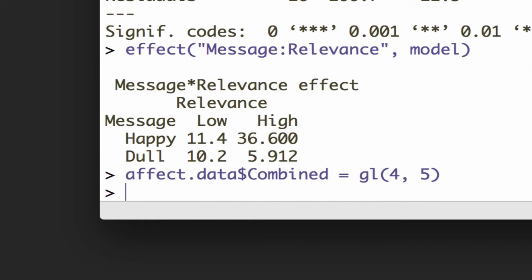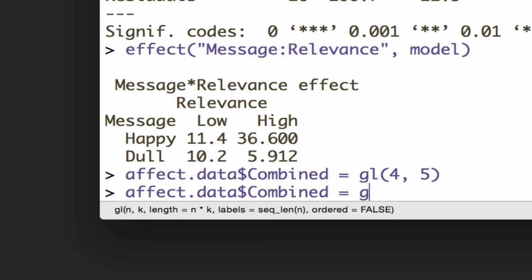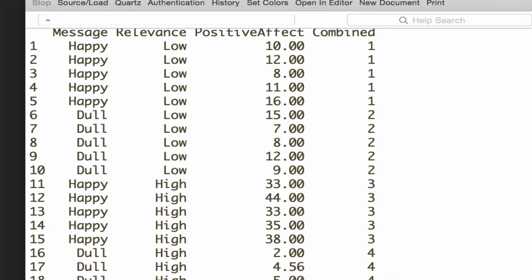With that done, we can look back at our affect.data frame just to see what it's done, and we do indeed have a separate group capturing all our combinations, but it captures them as part of one variable, so we're doing well. Just for quickness, we're going to turn this into a factor so we can have labels on it.